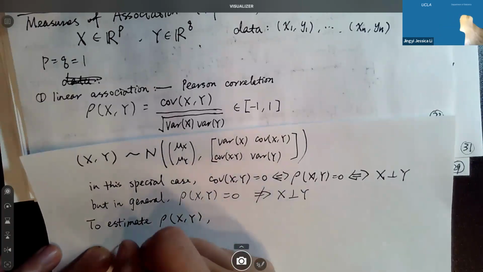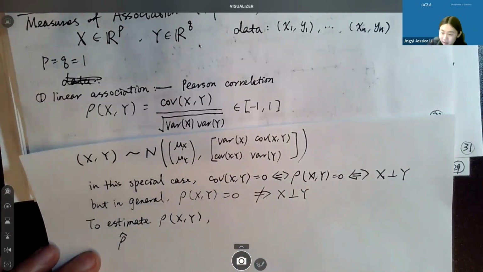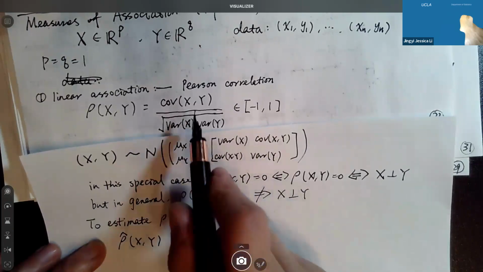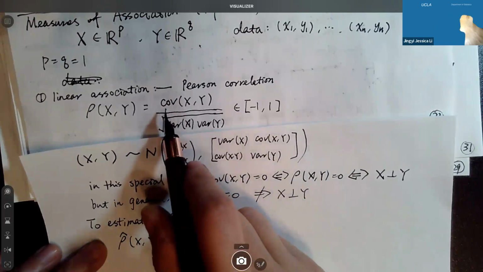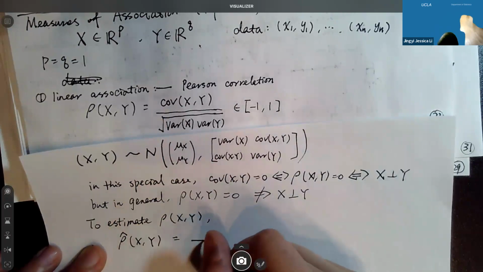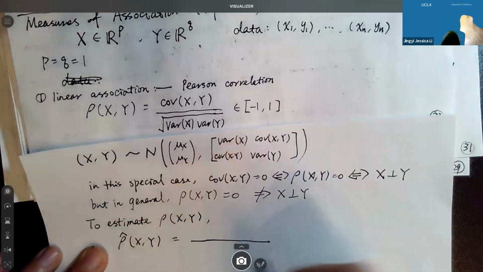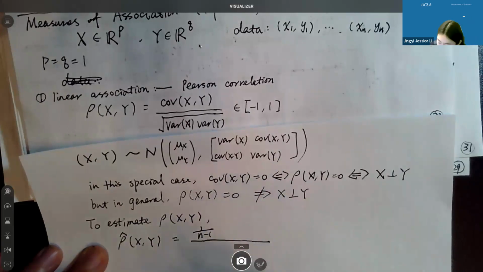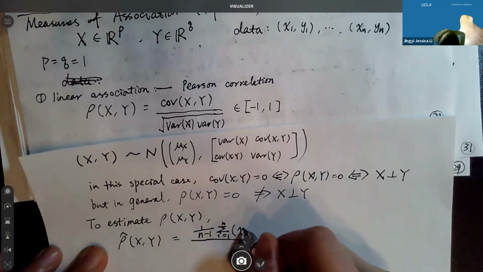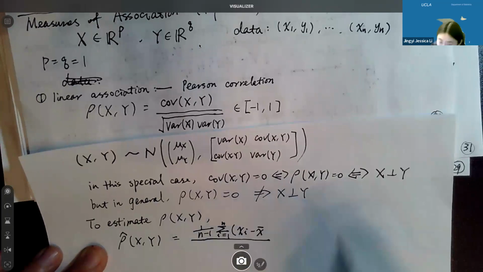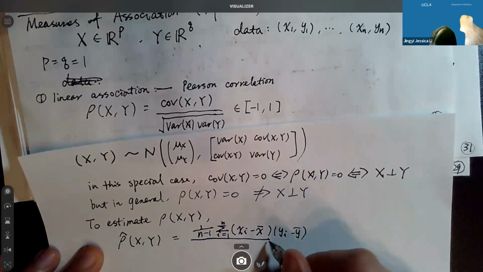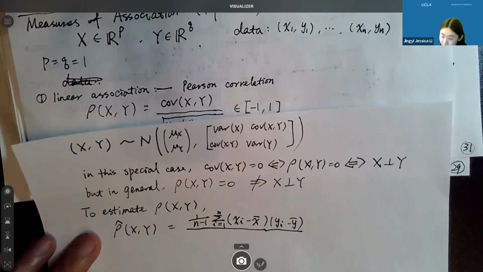So we can call this maybe using a hat, a standard way to call an estimator. This estimator can be calculated by estimating the covariance and the variance respectively. So we know that the sample covariance based on the data has this interesting formula, 1 over n minus 1, sum over i from 1 to n, xi minus x bar, where x bar is the average of x1 to xn, times yi minus y bar. Okay, that's the sample covariance.